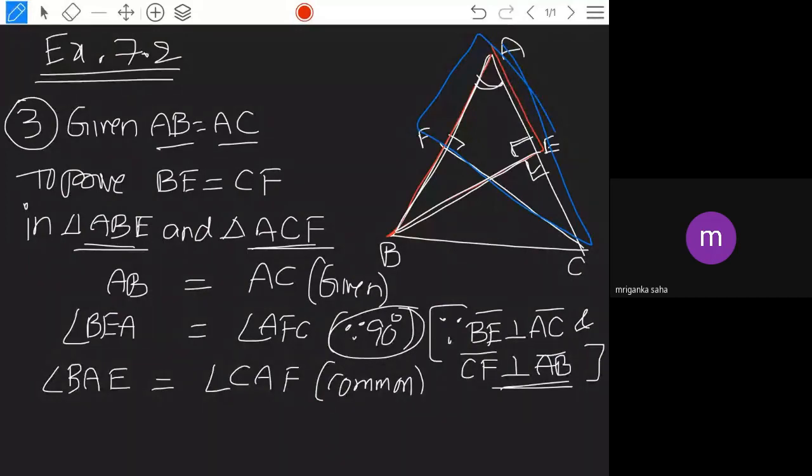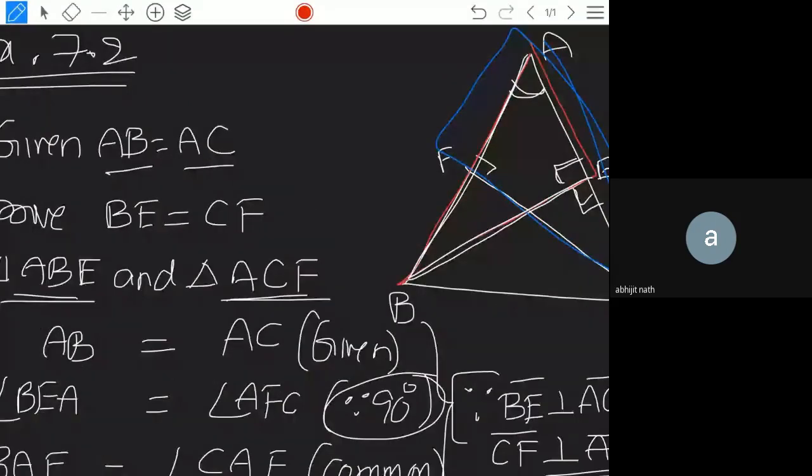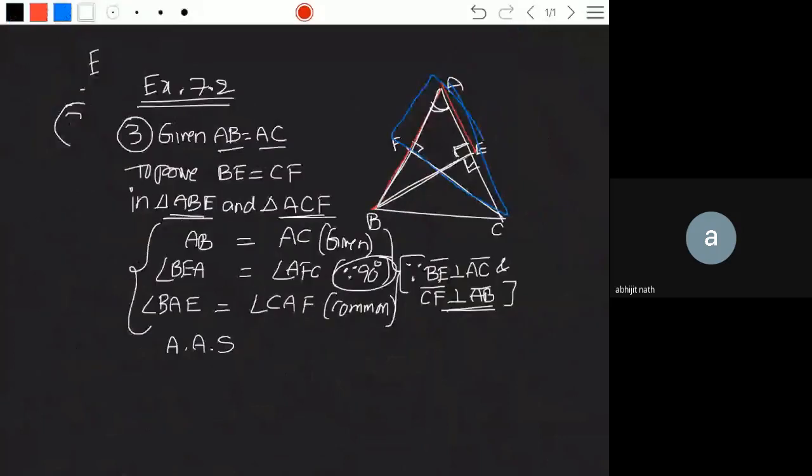Yes, sir. So now whenever you take into consideration which congruency, of these three, you can say that these two triangles are congruent by Angle Side Angle. Most of the students will get confused that it is RHS. RHS should not be taken into consideration because in RHS, right angle, hypotenuse, and one side are to be taken into consideration. Is it clear? Yes, sir.